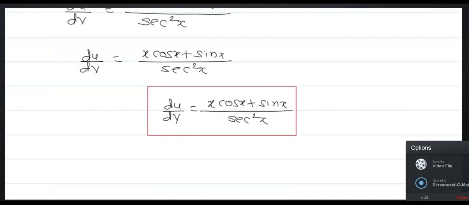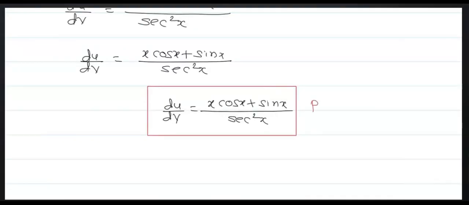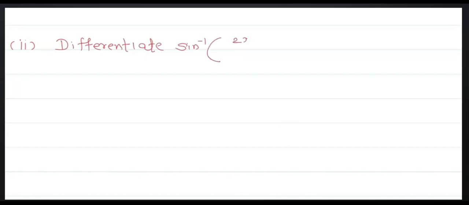Now the next is question number 2. Differentiate sine inverse of 2x upon 1 plus x square. This is a very famous problem. With respect to cos inverse of 1 minus x square upon 1 plus x square.